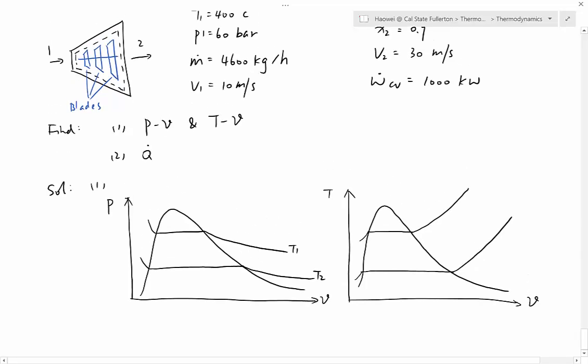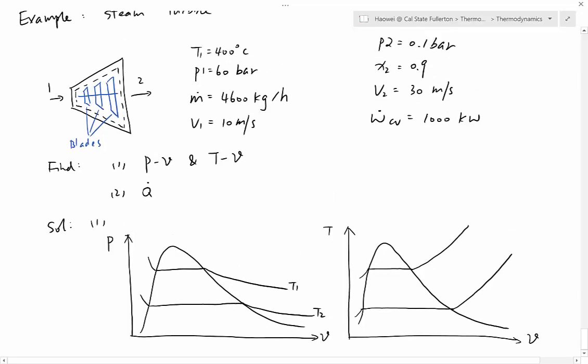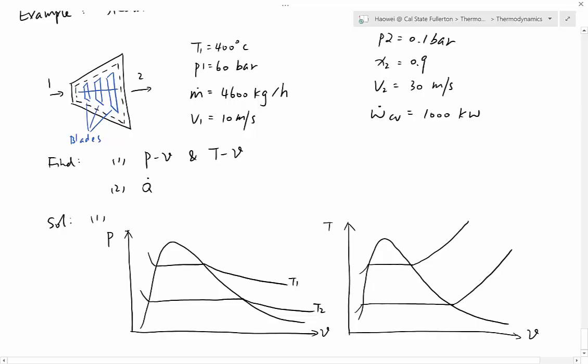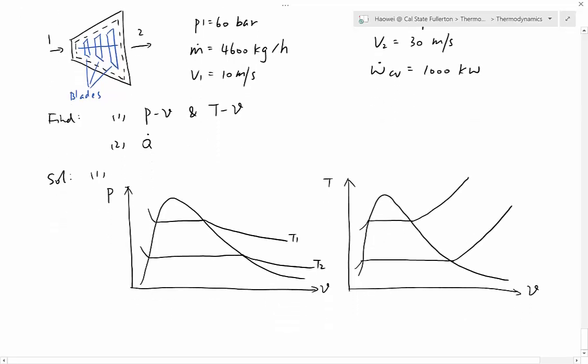Next, if we go to the T versus nu diagram, which line should be P1, which one should be P2? P1 is given as 60 bar and P2 is given as 0.1 bar, so obviously P1 is higher. So the top one should be P1, the bottom one should be P2, just like before. Okay, so next we need to locate point number 1.